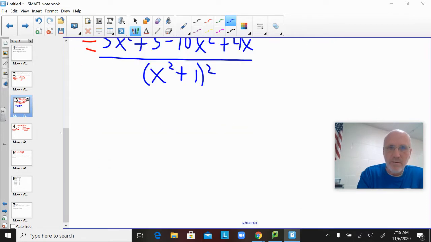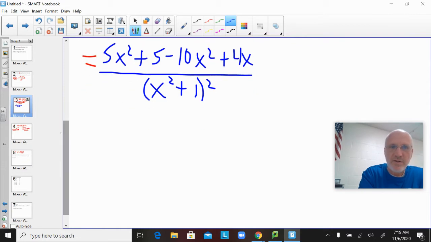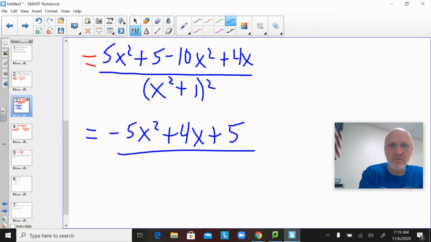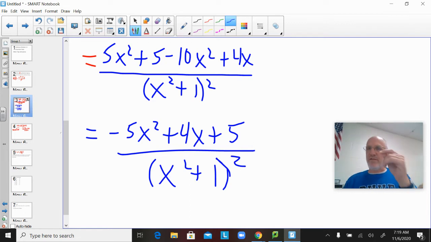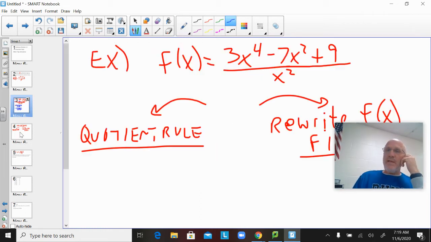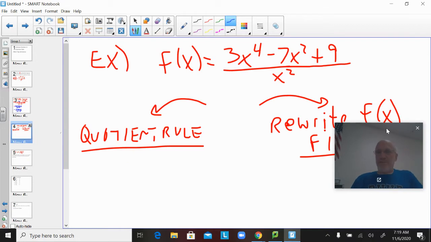And now I might just combine like terms: negative 5x squared plus 4x plus 5, all over the quantity (x squared plus 1) squared. Done. There's the derivative of that using the quotient rule: the bottom times the derivative of the top minus the top times the derivative of the bottom, all over the bottom squared. Next example, I have some options here.